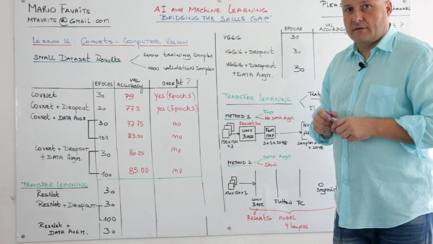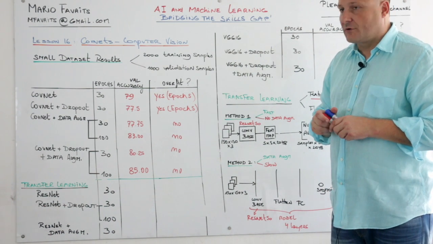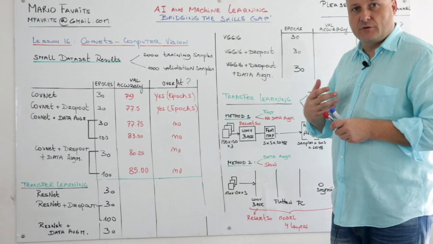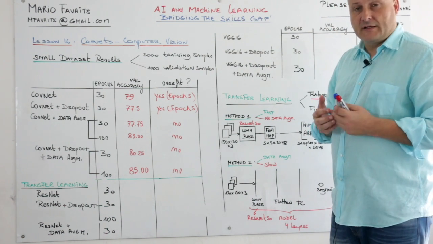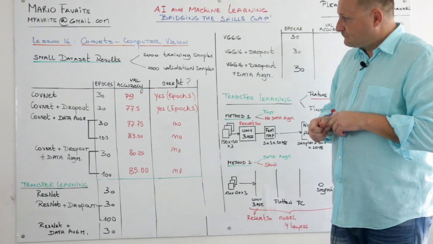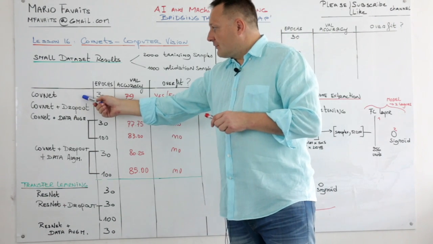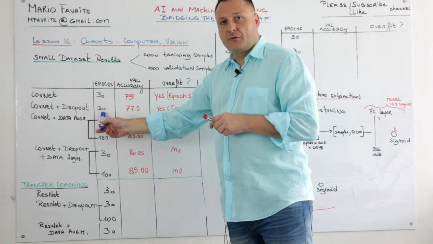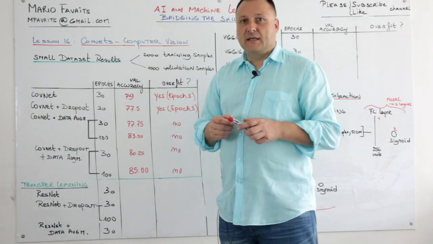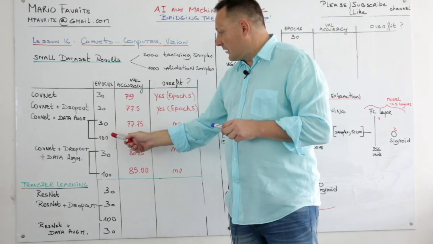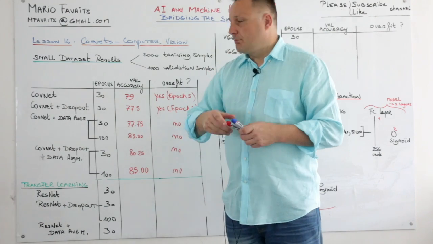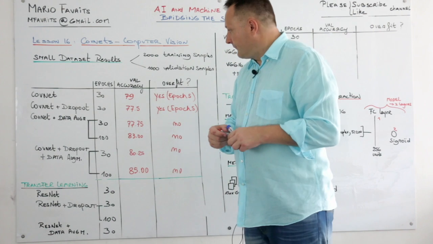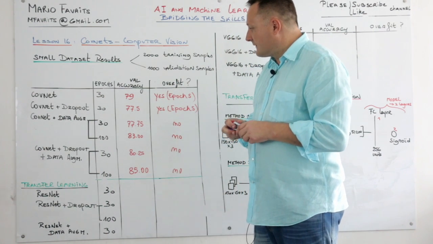Alright, so before we start coding with respect to transfer learning, I want to give you a summary of what we've achieved in terms of accuracy and in terms of overfitting with the CovNets. So we use a CovNet, simply 30 epochs. Then we use CovNet plus dropout, 30 epochs. CovNet plus data augmentation, 30 epochs, and also 100 epochs. And then CovNet plus dropout plus data augmentation for 30 and 100 epochs. And these are the accuracy numbers that we got.